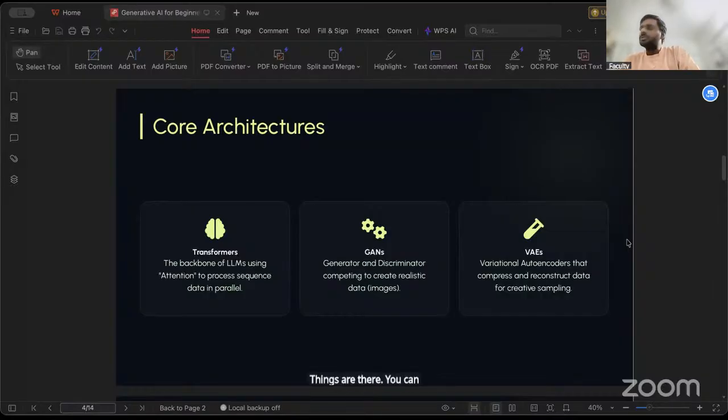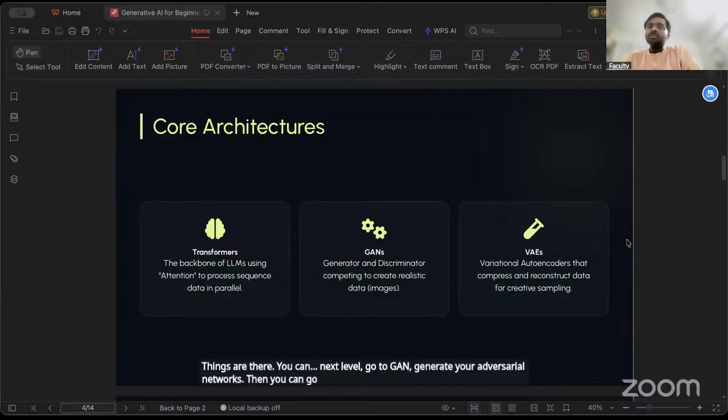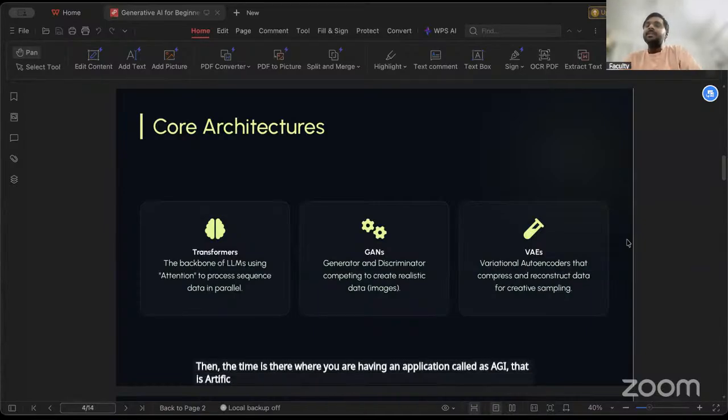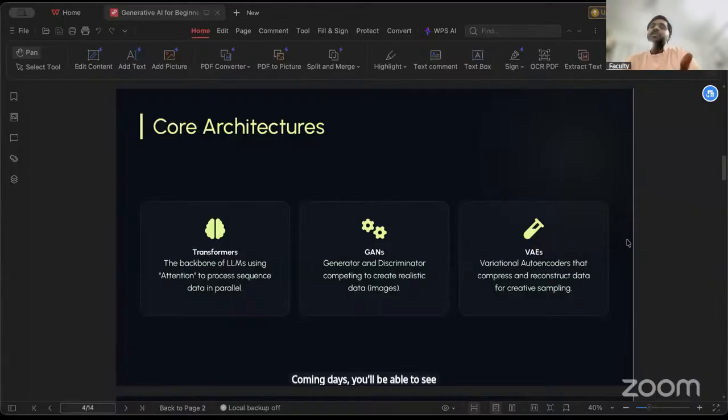Things are there. Next level, you can go to GAN, generative adversarial networks. Then you can go for VAE, that is variational autoencoders. So these are available. Now the journey is still going on. We are into agentic AI. Then the time is there where you have an application called AGI, that is artificial general intelligence. In the coming days, you'll be able to see artificial super intelligence, ASI, as well.